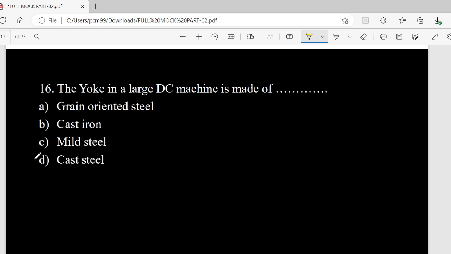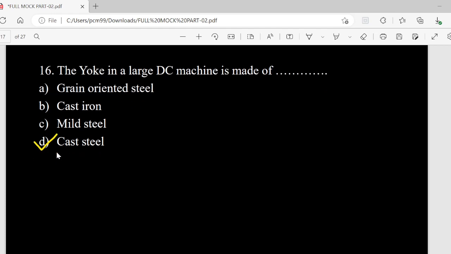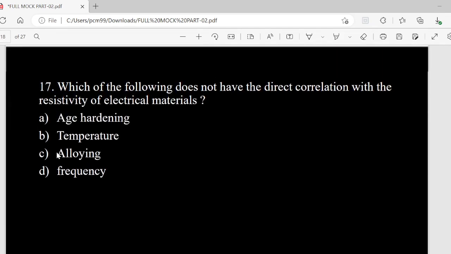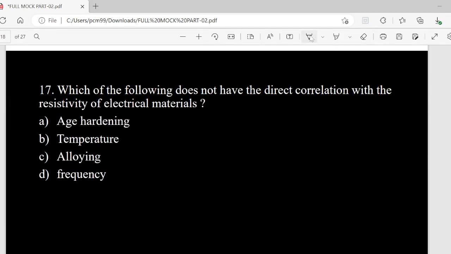The correct answer is option D cast steel. Question number 17. Which of the following does not have a direct correlation with the resistivity of electrical materials? Option A edge hardening, option B temperature, option C alloying, and option D frequency.